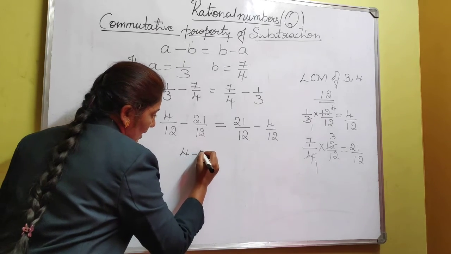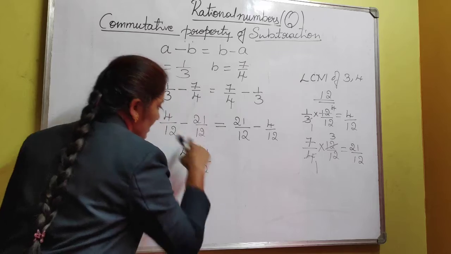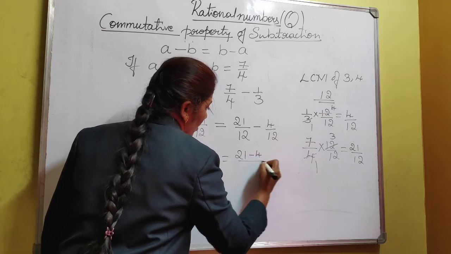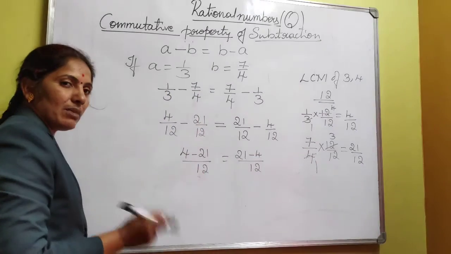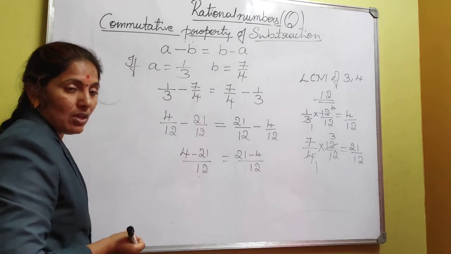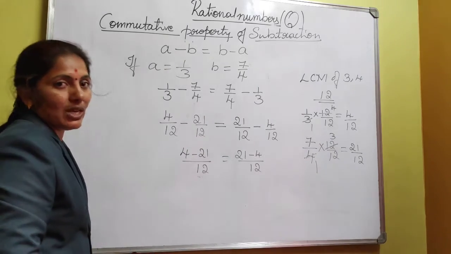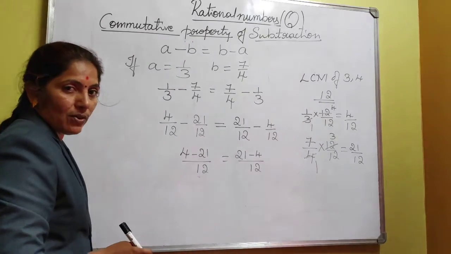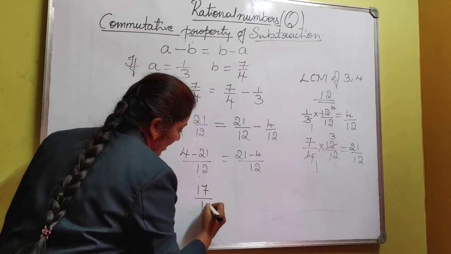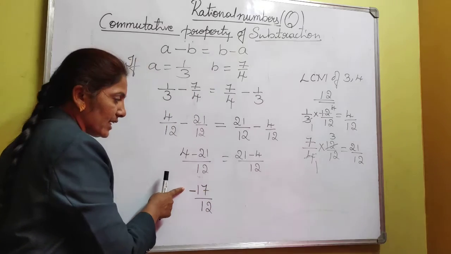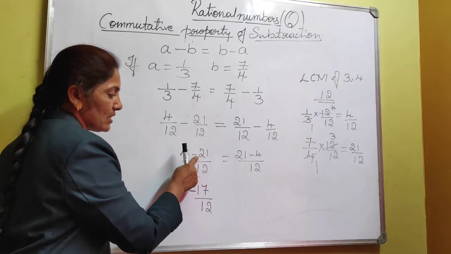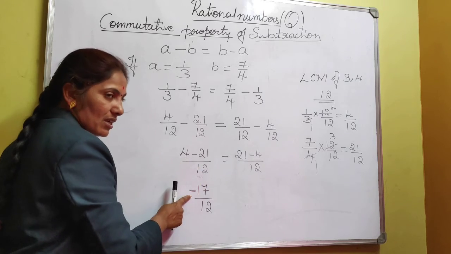I can write this as 4 minus 21 by 12, since the denominators are the same. And here also I can write this as 21 minus 4 divided by 12. So 21 minus 4, you can observe here the negative value is more than the positive value. So in this case I get a negative rational number only. So what is 21 minus 4? It is nothing but equal to 17 by 12, that is minus 17. Why did I write here minus 17? You can see here 21 is the negative number, so it is more than 4. When we find the difference, we get minus 17.